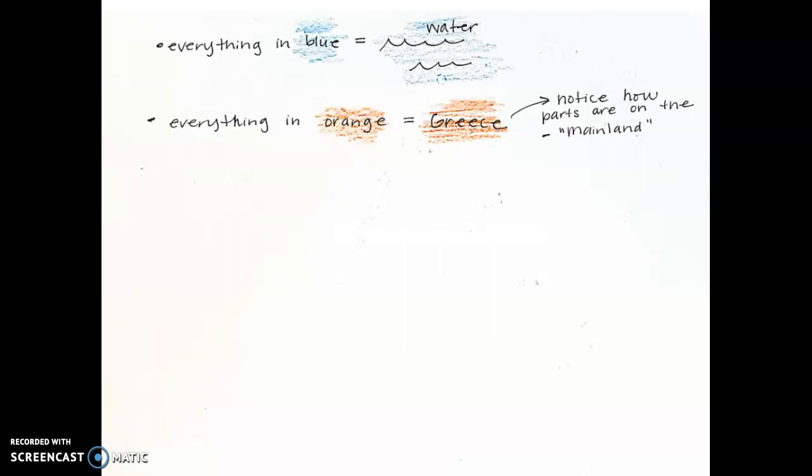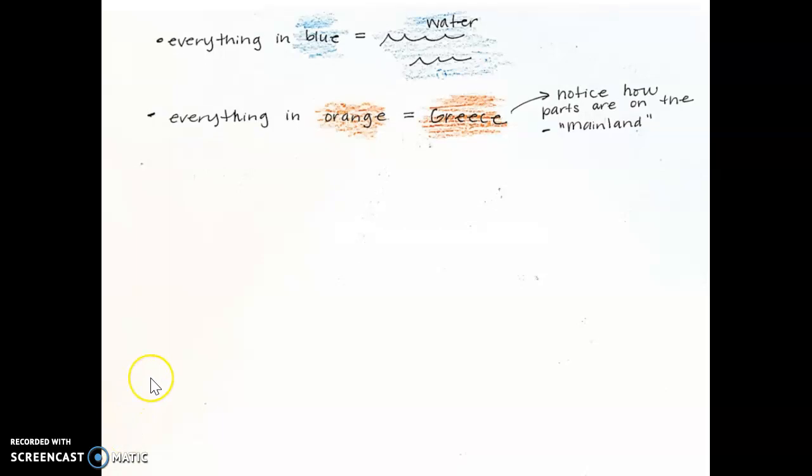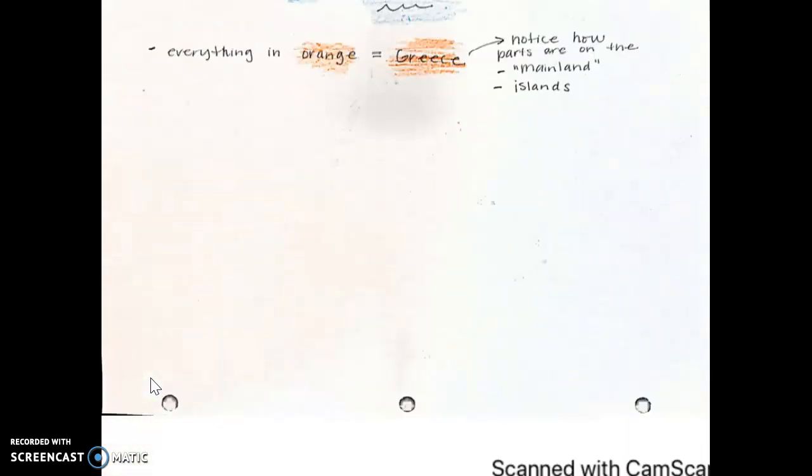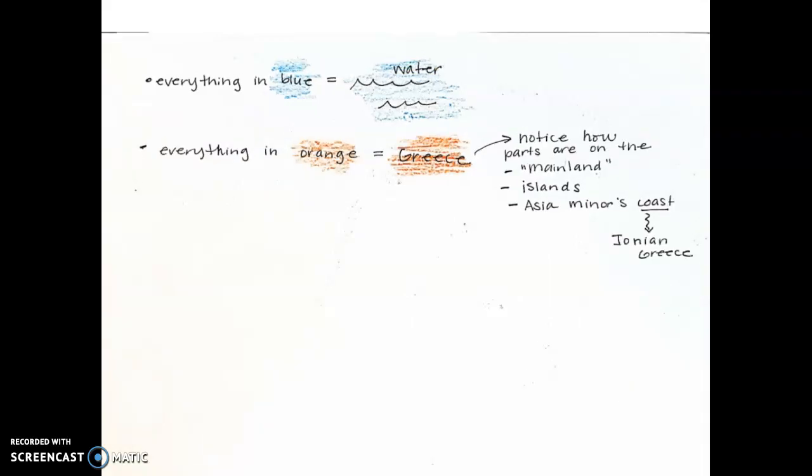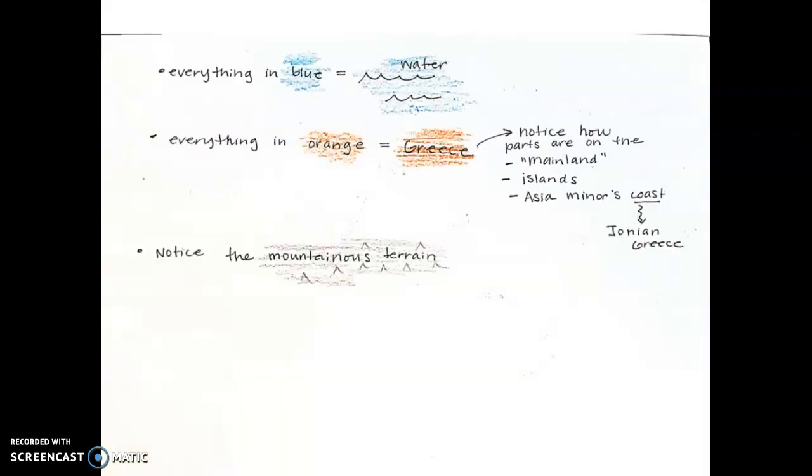Notice how parts are on the mainland in Greece. Some parts of Greece that are in orange are islands. We looked at those in the Aegean Sea. And some parts that are colored orange are on Asia Minor's coast, and we called that Ionian Greece. You should also notice how Greece has mountainous terrain. We looked at both of these words, mountainous and terrain. Terrain means land. Mountainous means the land has mountains.